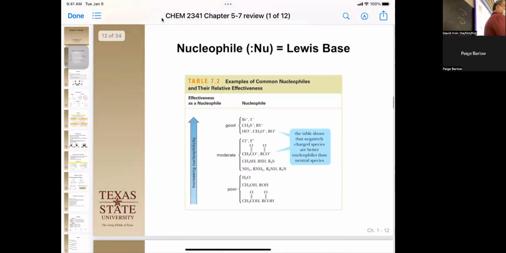So let's look at nucleophile. This is a different chart than you've seen because I love this chart better. I love this chart more.